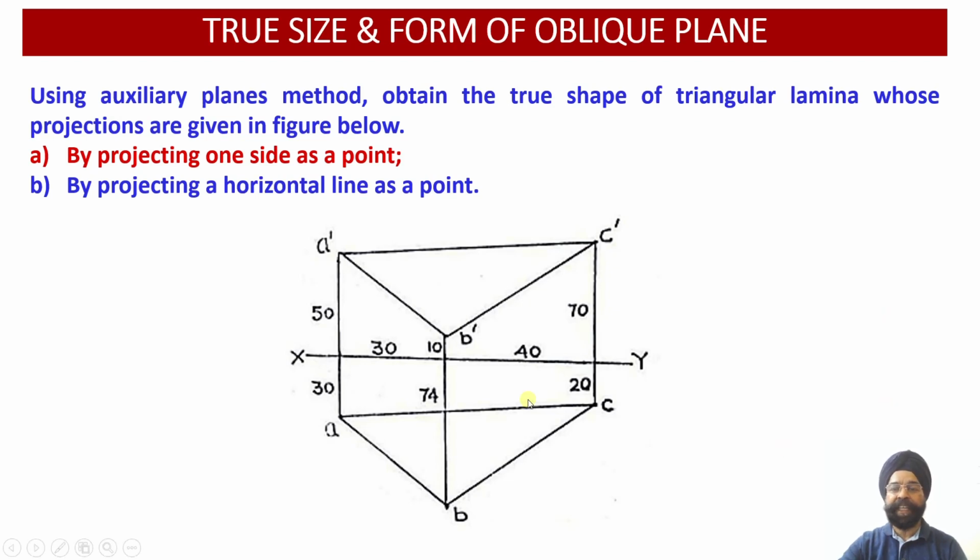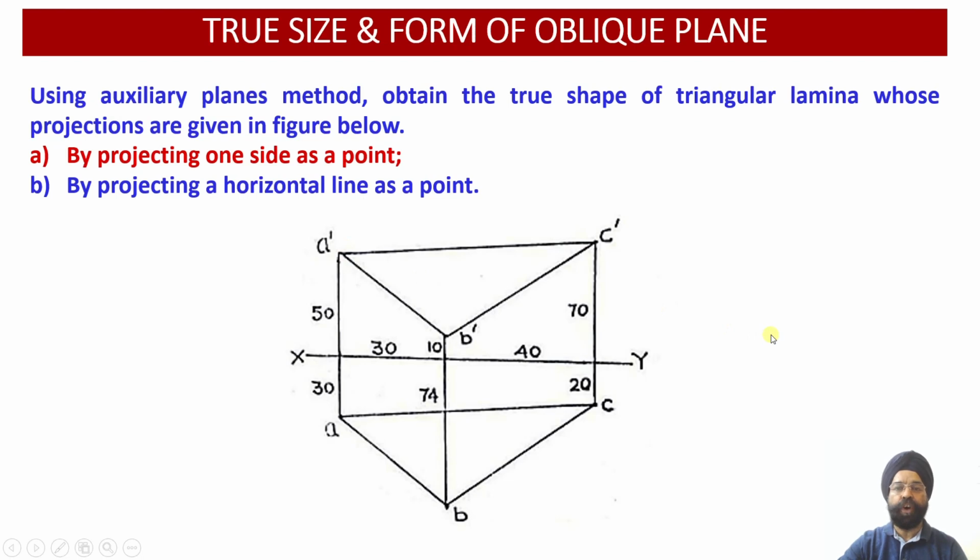And once we draw the projections on the second auxiliary plane, we will find that irrespective of the number of edges, there are 3 edges, there may be 4 edges, there may be 10 edges in the original lamina, or there may be 100 edges, or there may be infinite number of edges on this lamina.